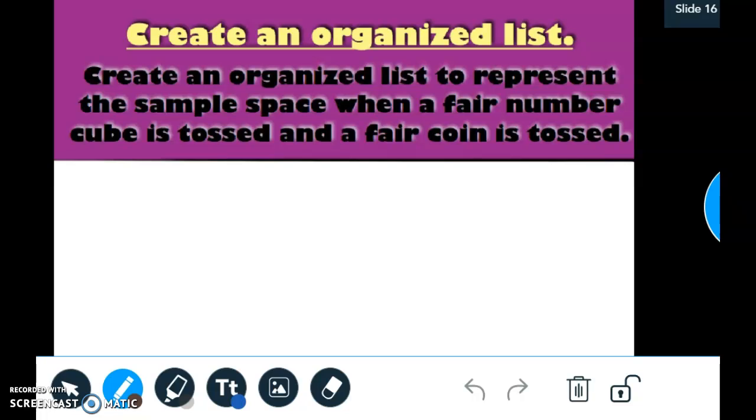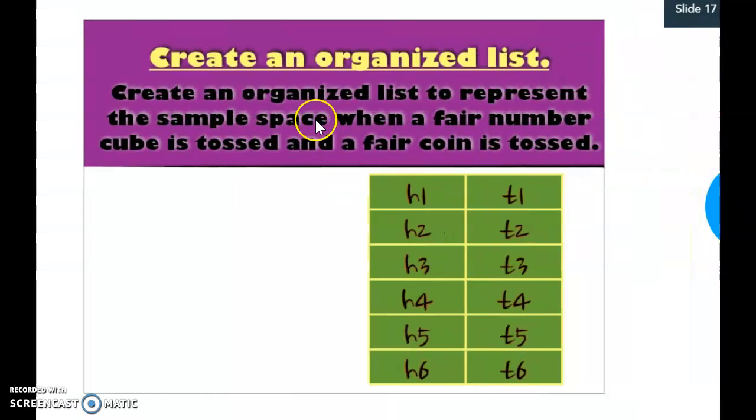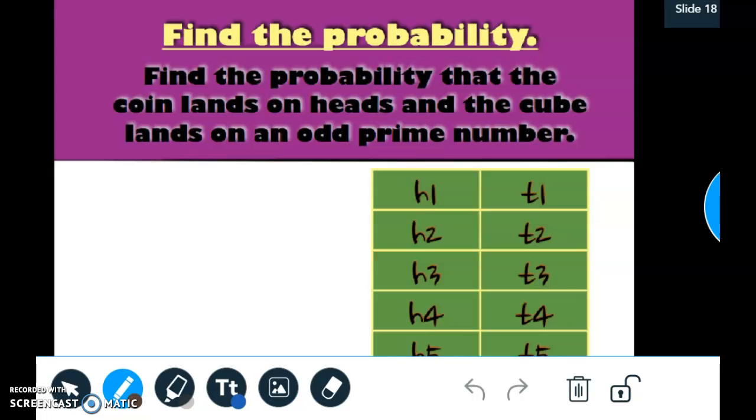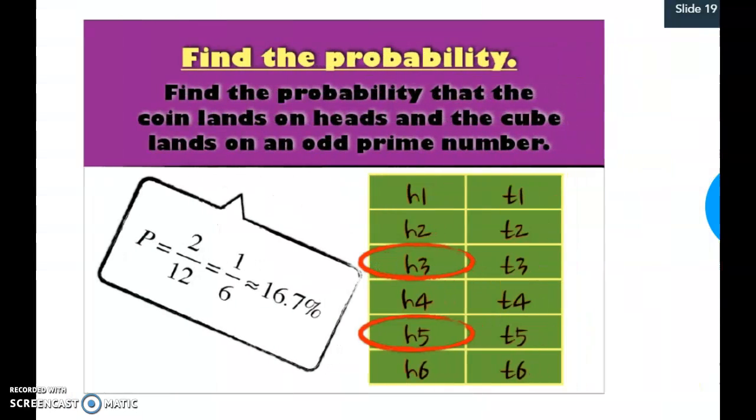Create an organized list to represent the sample space when a fair numbered cube, a dice, is tossed and a fair coin is tossed. So a cube has 6 sides. They're talking about a dice. That's a fancy name for dice. And a fair coin is tossed. Create an organized list. Here it is. Find the probability, and then you circle the yeses over the no's.